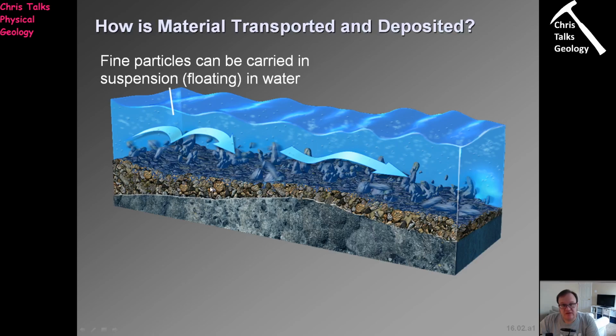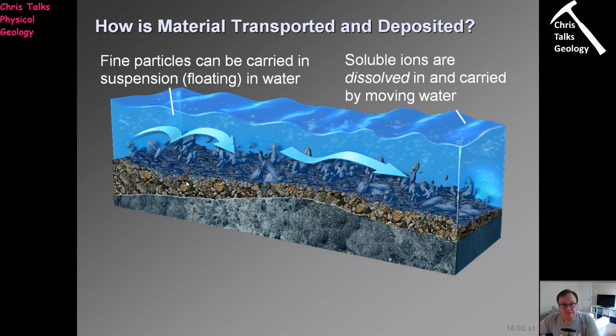In terms of how material is transported and deposited, fine material is obviously transported in the water. That's the silt and the clay. Sands and gravels will be transported as part of the bed load. Soluble ions are transported within the water.